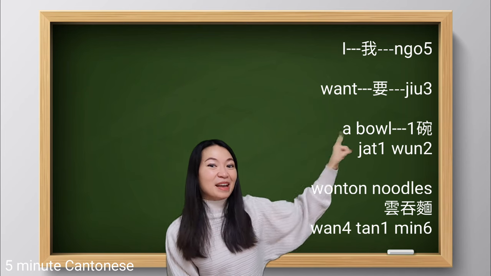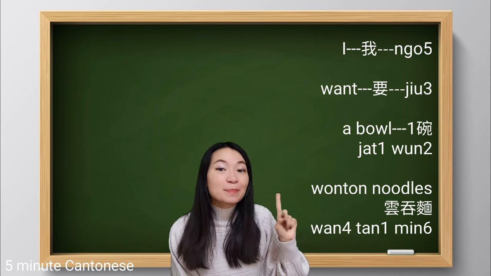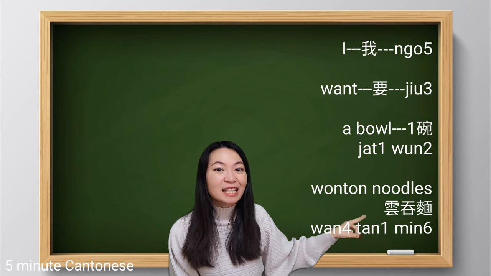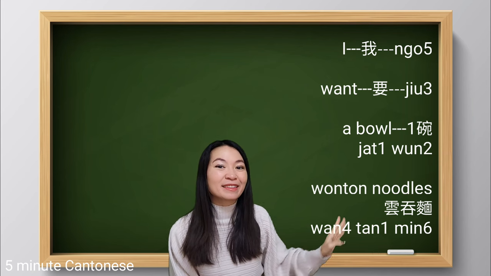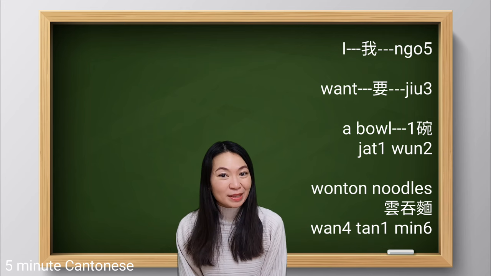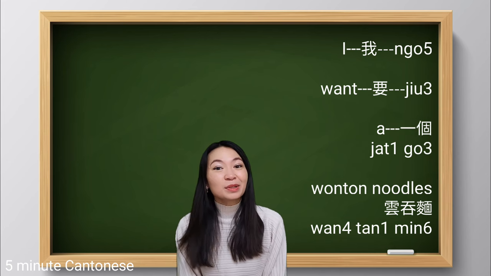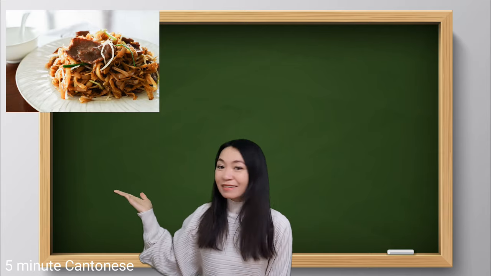我, and then 要, a bowl of wonton noodles, 一碗, wonton noodles, 雲吞麵. 我要一碗雲吞麵. Or you can make it simple, use 個. 我要一個雲吞麵 is also acceptable.